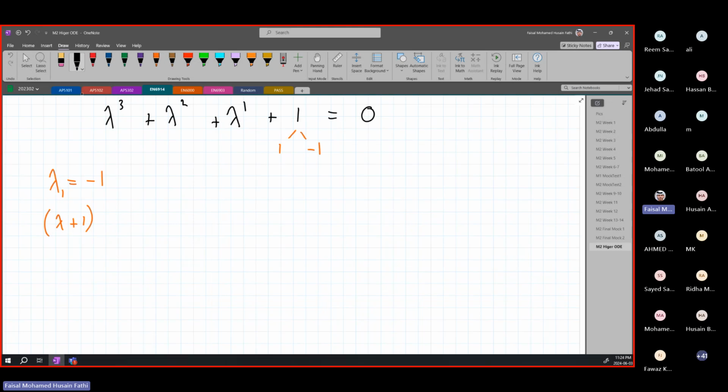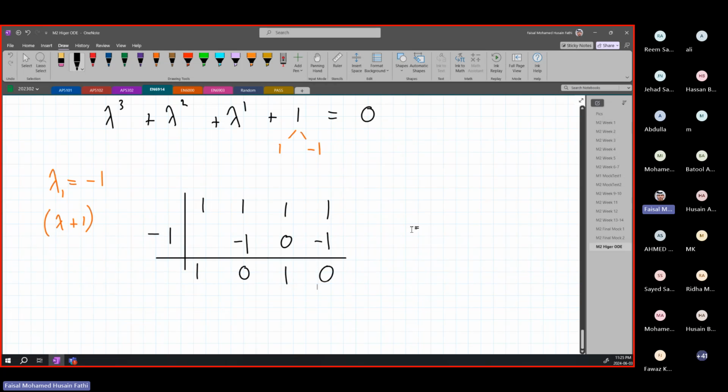Now let us do our simplification, which is going to be very simple, by the way. So we have 1, 1, 1, 1. And what is our root? Minus 1. So first one is 1. Minus 1 times 1 is minus 1. We add them, 0. Minus 1 times 0 is 0. Add them, 1. Minus 1 times 1 is negative 1. 1 plus minus 1 is 0. Since we got 0, we know that negative 1 is a root.